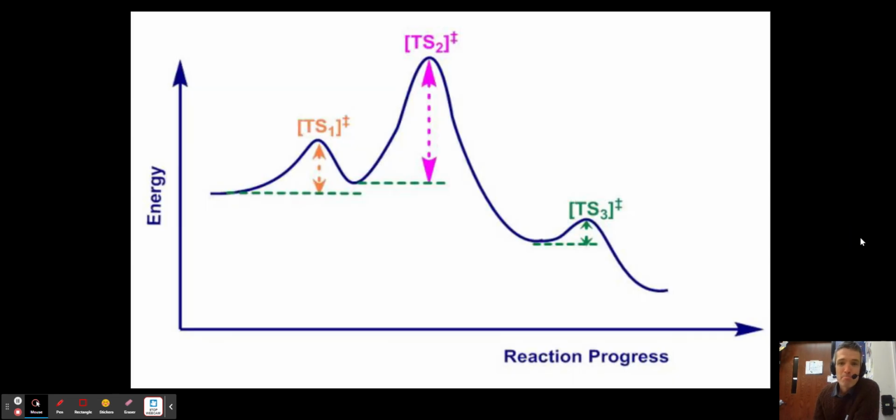Now I want to do one example with you. How many steps are here? How many hills? One, two, three. So three elementary reactions. What type of reactions are these? That's a step up, endothermic. That's a step down, exothermic. Step down, exothermic. My overall, from start to finish, is a step down, exothermic. Now, what's the slow step? Boom, the second one, highest activation energy. How many intermediates? At least two. How many transition states? Three.